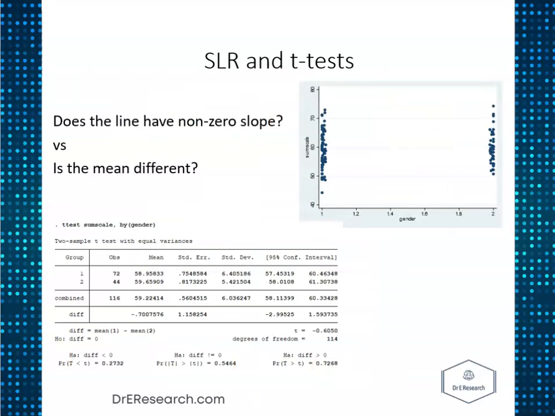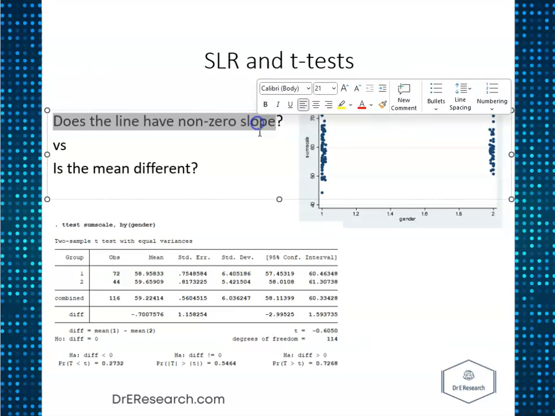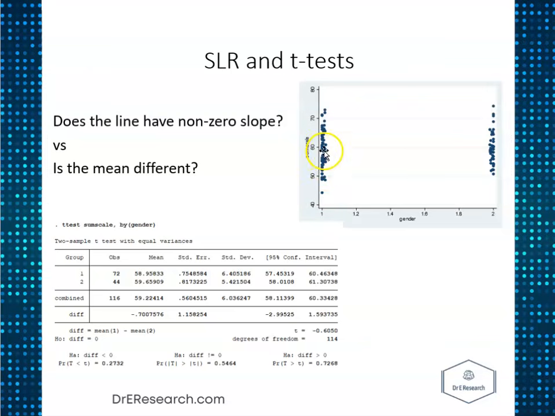So I wanted to just show that to you and compare it to you. If I'm doing it as a simple linear regression, I'm asking, does the line have non-zero slope? A line through the middle of that part, and the middle of that part, is it flat? That's the statistical question being asked. Well, if I do a t-test, I'm asking, is the mean here different than the mean here? Can you see that's the same question? It's really asking the same thing.